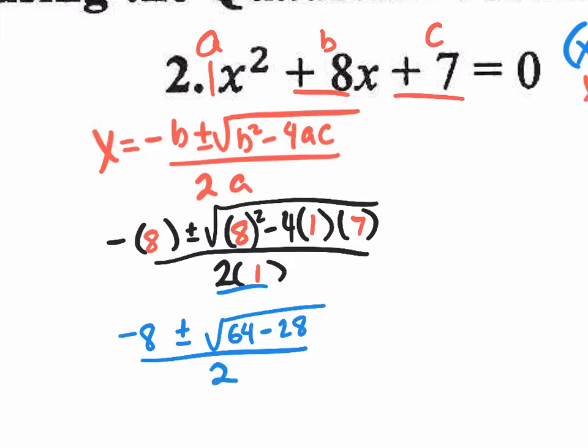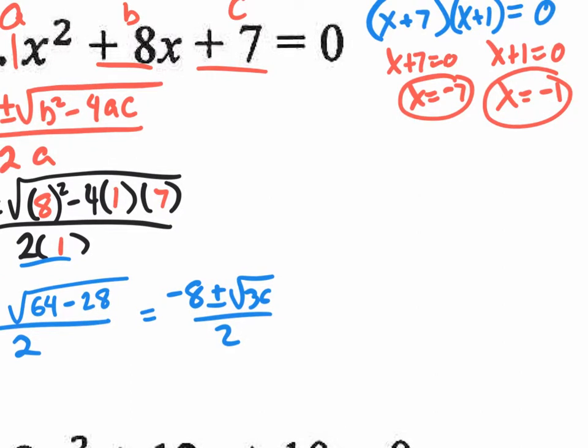So we really have negative 8 plus or minus square root of 64 minus 28 over 2. Now what is 64 minus 28? So we end up with 36 on the inside. So we have negative 8 plus or minus the square root of 36 over 2. Now, what is the square root of 36? 6. So we really have negative 8 plus or minus 6 over 2.